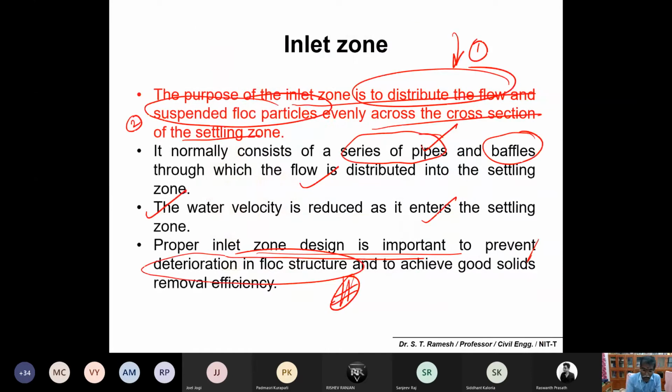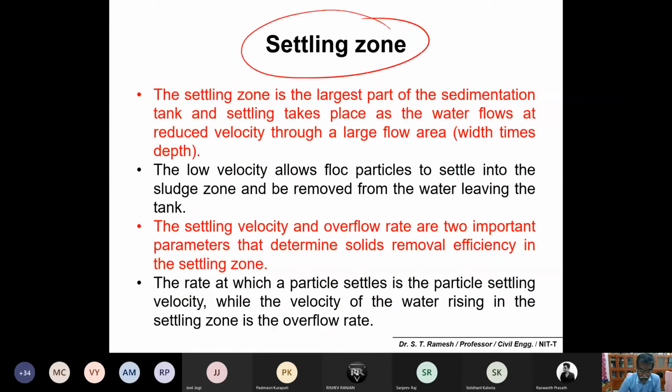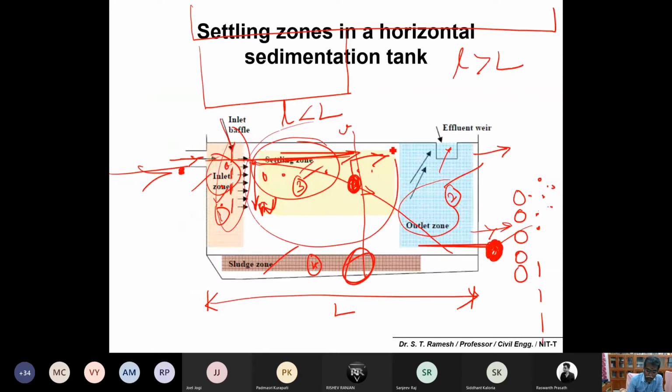And the second important portion is the settling zone, where the settling of particles may take place. It is the largest part of the sedimentation tank, and settling takes place as the water flows at a very low or reduced velocity through a larger flow area. Please make a note of this, it is important. This is the second one, the yellow portion that we are discussing now.